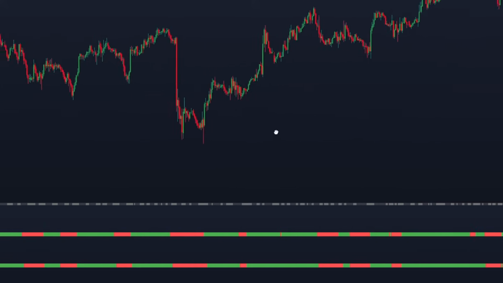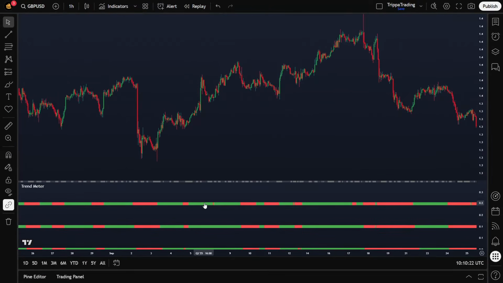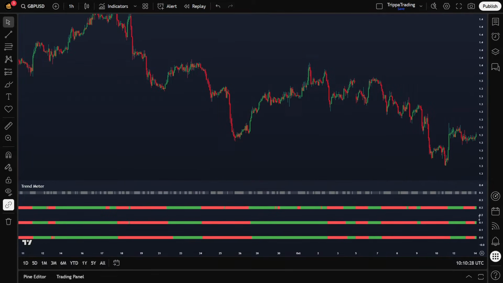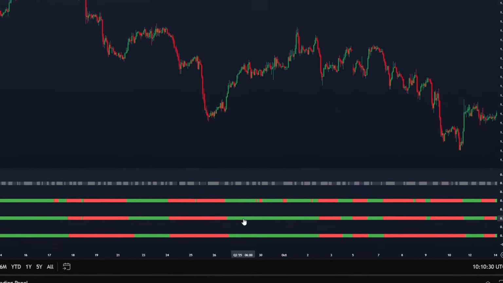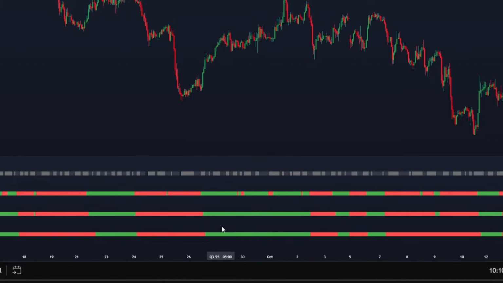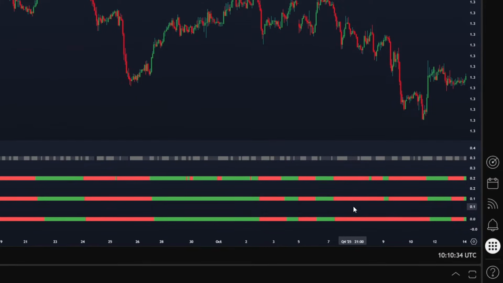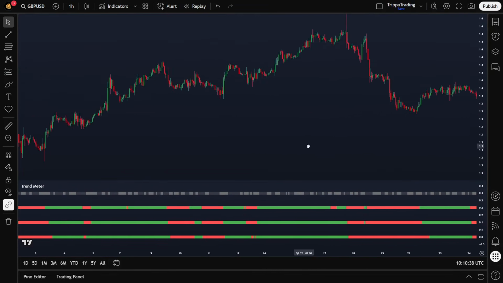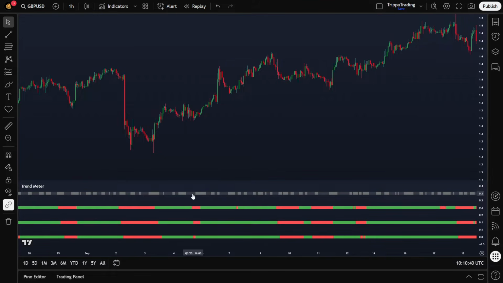Once you've applied these settings, notice how clean the signals become. The colors stay consistent during short pullbacks instead of flipping back and forth. When 3 EMAs stay green, it means the market is in a confirmed uptrend. When they're red, it's in a downtrend. The stochastic RSI serves as your short-term confirmation. When it turns light gray, it signals bullish momentum confirmation. When it turns dark gray, it confirms bearish momentum.